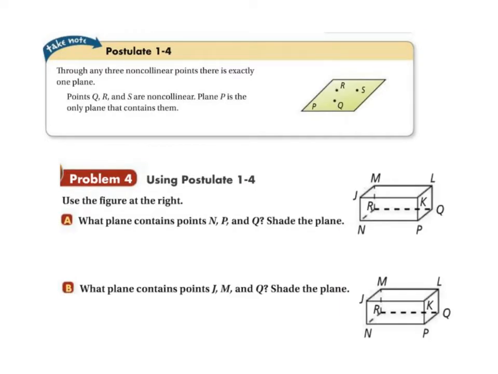Let's look at a fourth postulate. It says, through any three non-collinear points, there's exactly one plane. Now this is the first time that this has actually come up. I've just kind of breezed over it. But it is important to recognize when I'm talking about creating a plane that this word non-collinear is important.